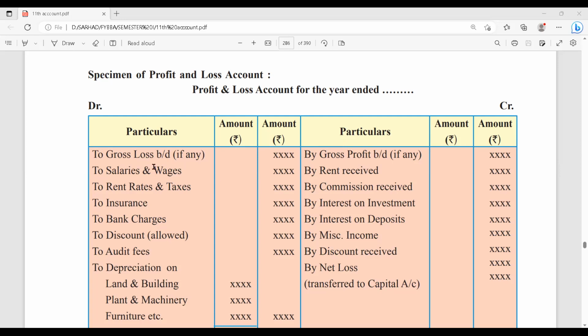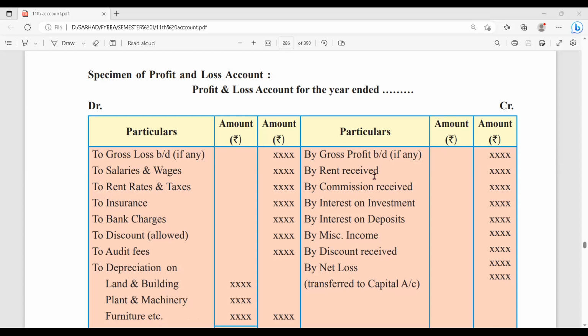See, all these expenses are of indirect nature. So it includes salaries and wages, rent, rates and taxes, insurance, bank charges, discount allowed, audit fees, depreciation on land and building, plant and machinery, furniture, etc. Remember, these are the indirect expenses having debit balance in the trial balance. Now we will go for the credit side.